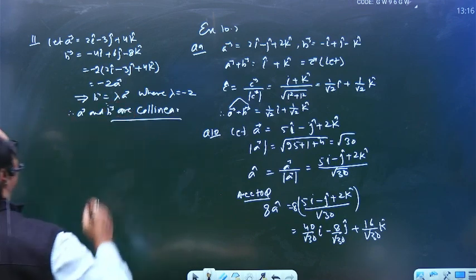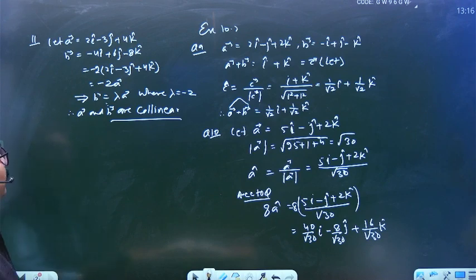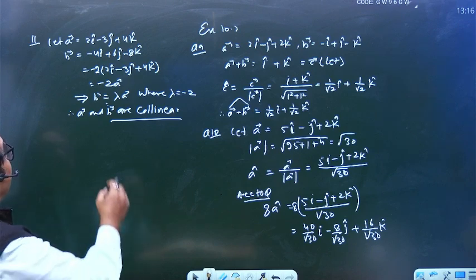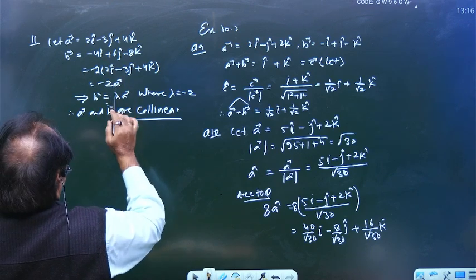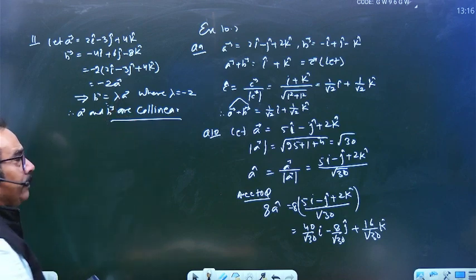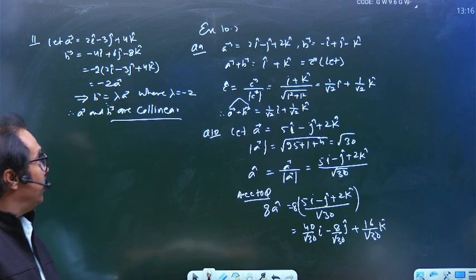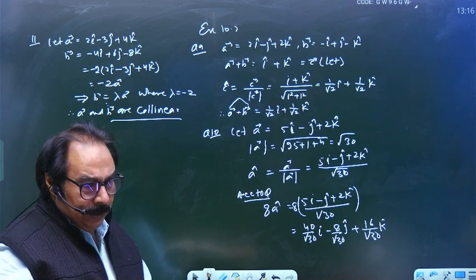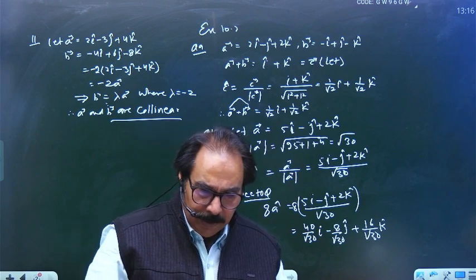So this is the process to simplify. A is given, b is given, and a scalar number minus 2 is common in vector b. After taking it common, what remains is vector a, so this minus 2 is a scalar number, and we can write b vector is equal to lambda times a vector. Therefore, the given vectors are collinear.